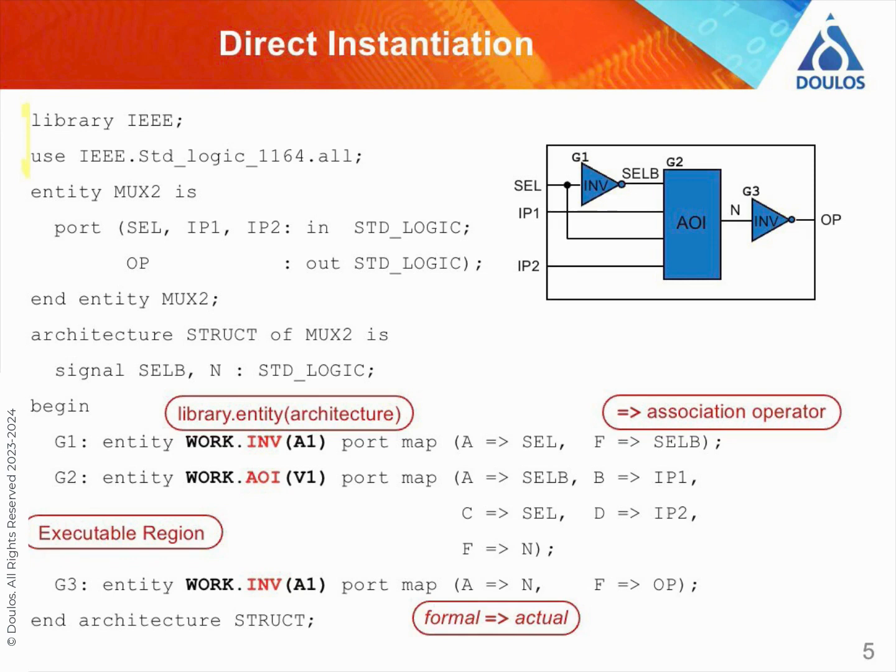This arrow here indicates the connection between the port on the left and the signal on the right. Now, in the way that we've done it here, we've specified explicitly what the entities are that we're placing inside MUX2. And while that makes it clear what's going on, it does tie us down rather. It means that inv, and indeed the architecture A1 of inv, have to be compiled before MUX2. They have to exist in the library before we instantiate them here.